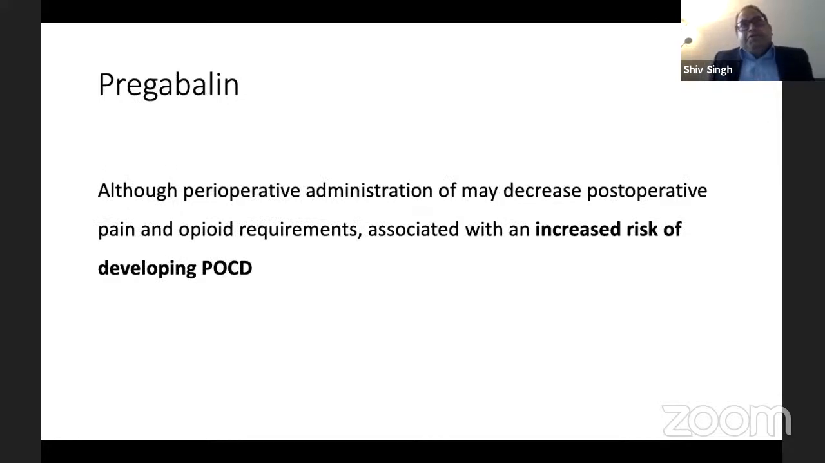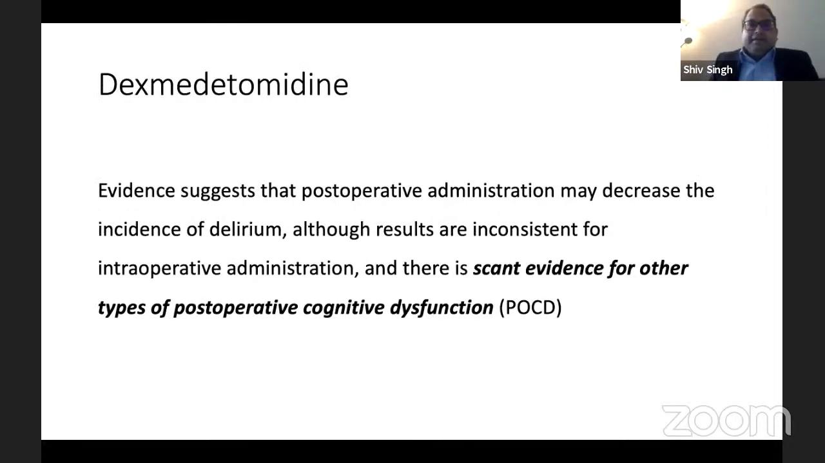Pregabalin has been used as part of enhanced recovery, and it has been shown that preoperative administration may decrease postoperative pain, but it is associated with increased risk of developing POCD. So pregabalin, not a good idea in the elderly.